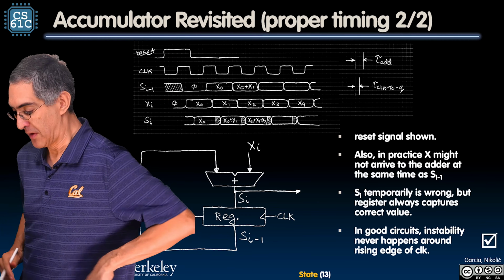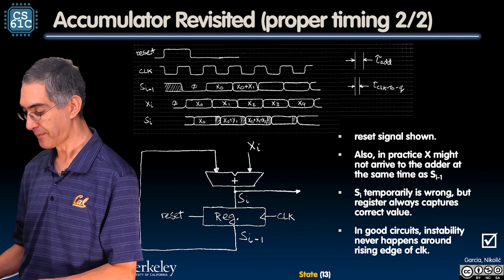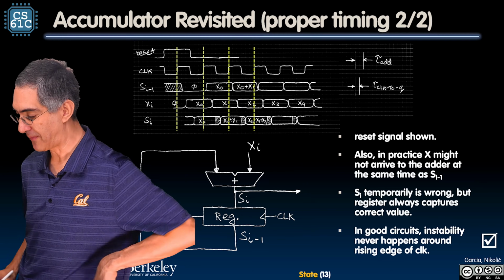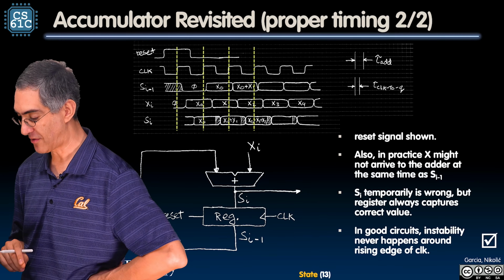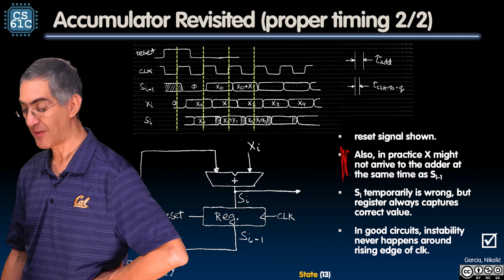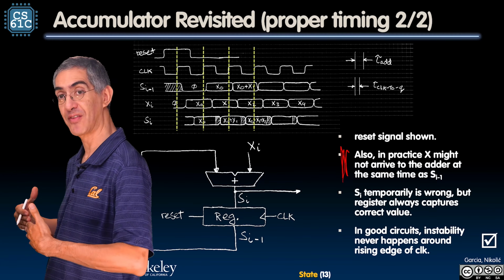All right, again, we're going to do the same thing we did before, but really slowly. So first let's put some numbers in here: 1, 2, 3, 4. My reset signal is shown. Let's go really slowly, make sure we understand what's happening. In practice, X may not arrive to the adder at the same time as S of I minus 1. A slide before, we made the ideal case, where they both arrive at the same time.